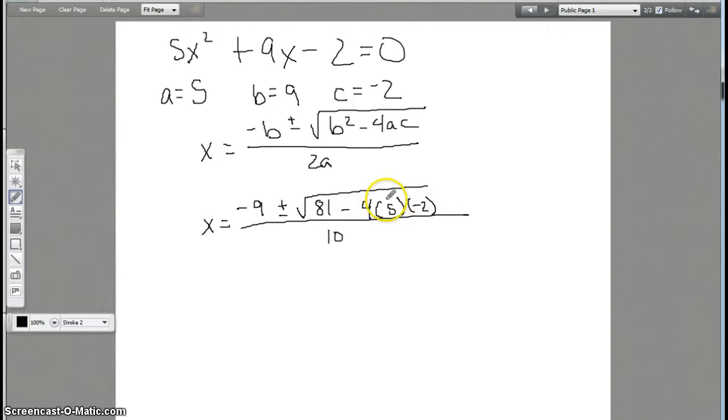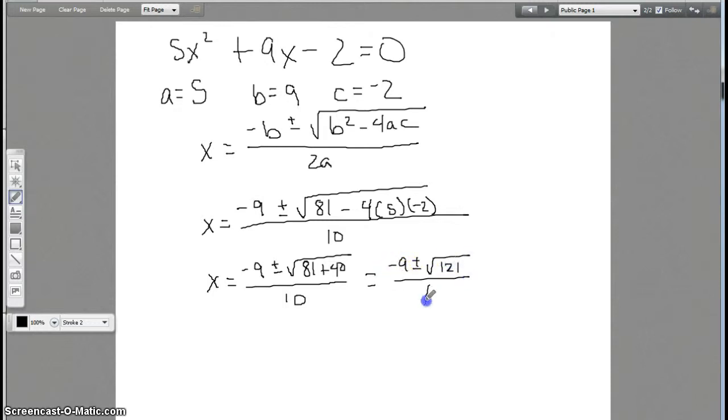Now what we need to look at is, what is this 4 times 5 times negative 2? Well, 4 times 5 is 20, times a negative 2 is negative 40, but we're subtracting it, so minus negative 40 means that we're adding 40. So what we actually have here is x is equal to negative 9 plus or minus the square root of 81 plus 40, and that's all over 10. What is 81 plus 40? That's 121. So this is negative 9 plus or minus the square root of 121 over 10.